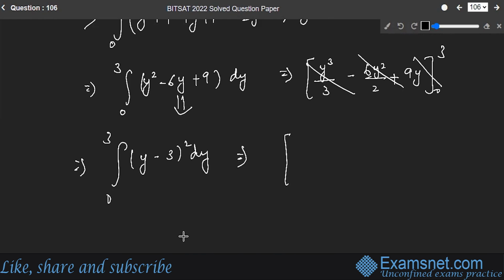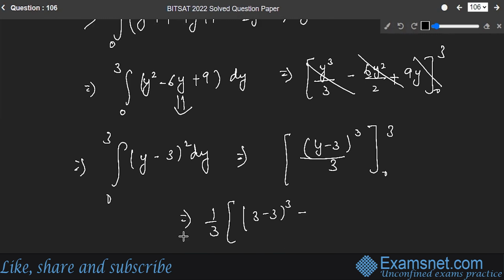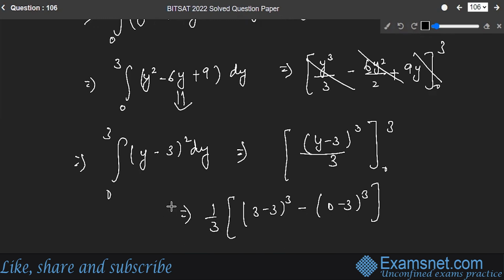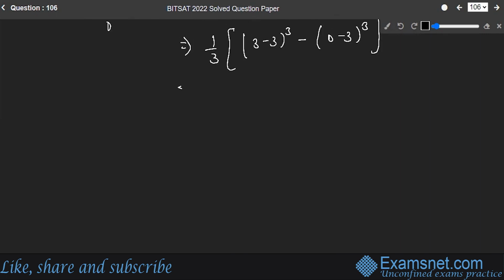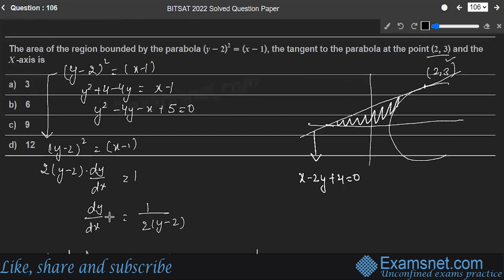Okay, so this can be written as (y minus 3) raised to power 2 plus 1, that is 3, divided by 3. Now the limits, this is very easy to put down. So you have 1 by 3 and this will be (3 minus 3) cube minus (0 minus 3) cube, and this will give you 1 by 3 into 0 minus minus 27. So 27 upon 3, or you have 9 as the right answer. That gives you option C to be the correct answer.